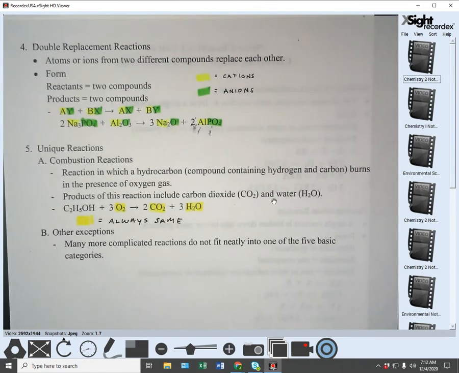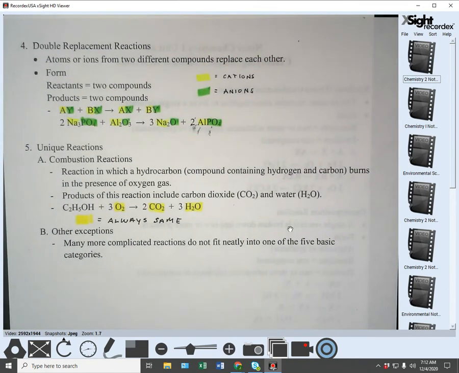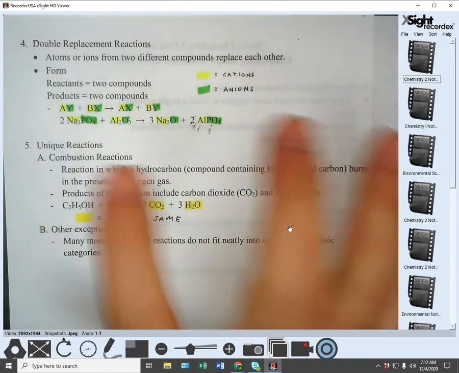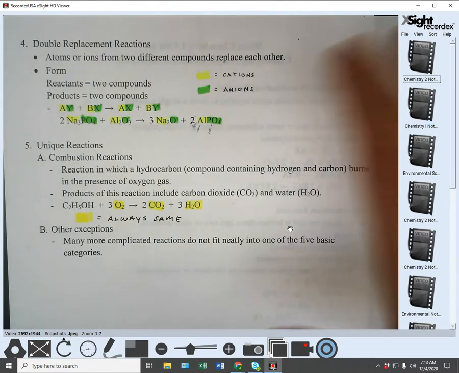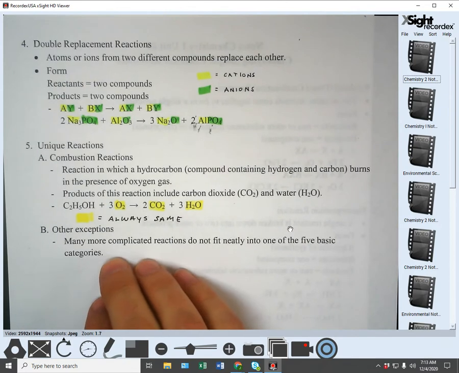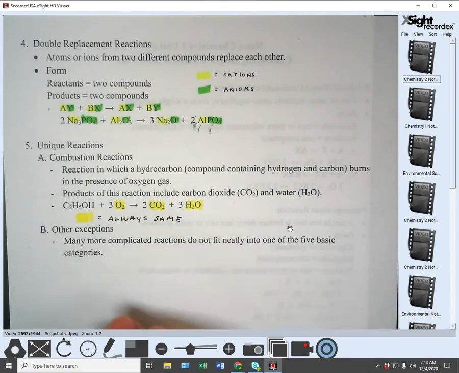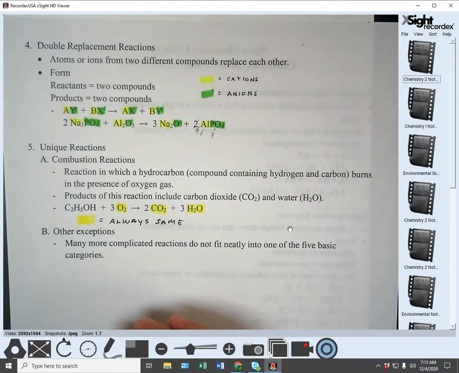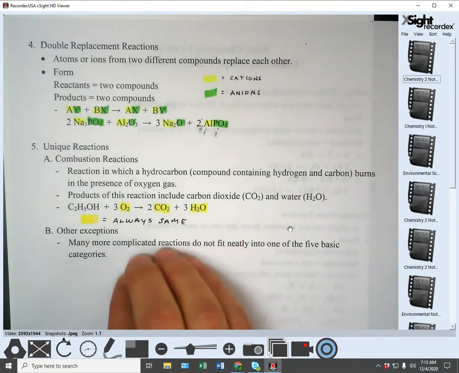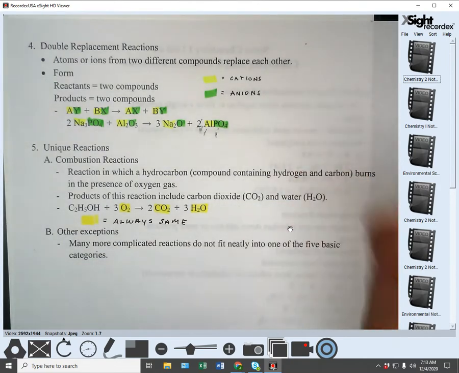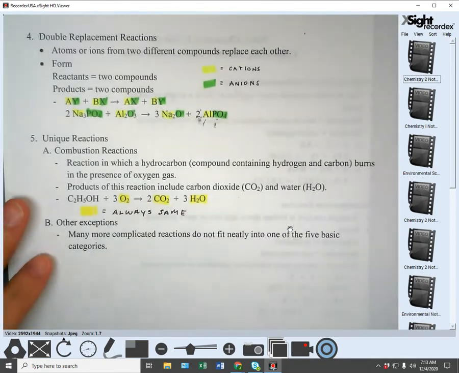Fifth category, unique reactions. There are many other complicated reactions. These are very simplified styles of reactions. Okay, that's all we're going to concentrate on in Chem 1. There are many other much more complicated reactions that don't fit neatly into one of these 5 basic categories. You're not going to have to worry about that other than this one that we're going to memorize and use. But other than that, I just put this in here to let you know, this isn't the only choice. There's a ton of other things. These are just the most simplistic, generic ones.